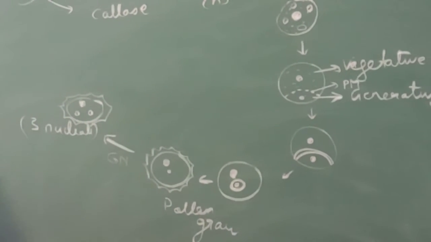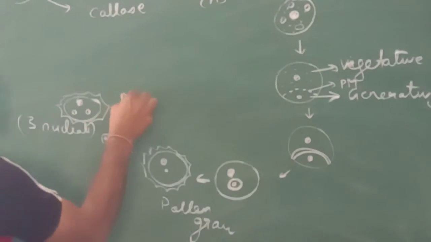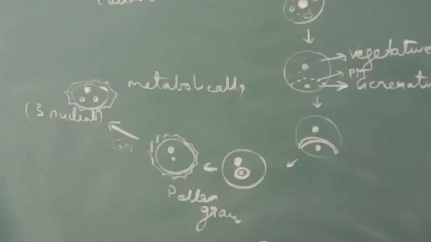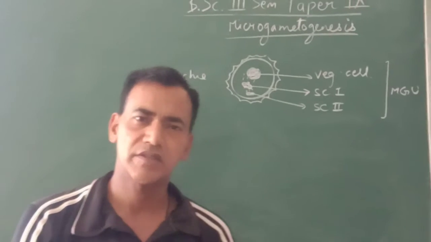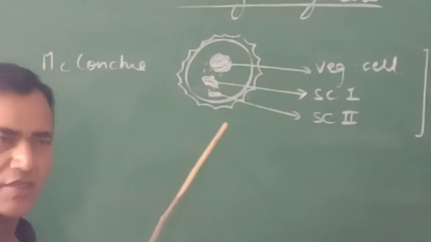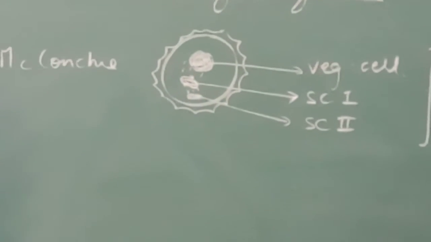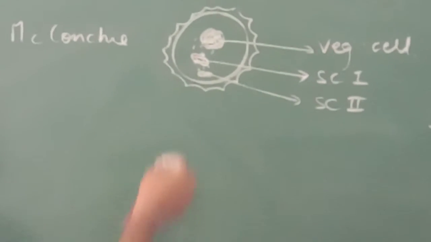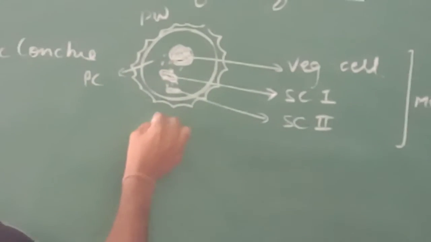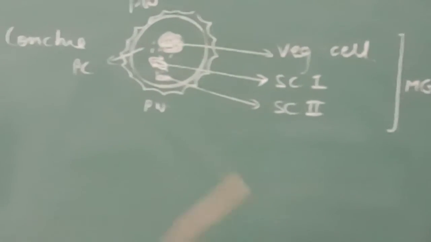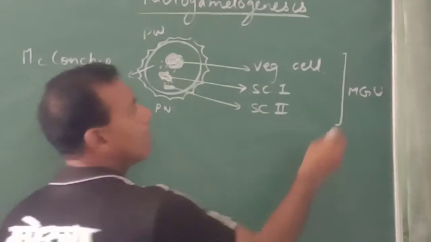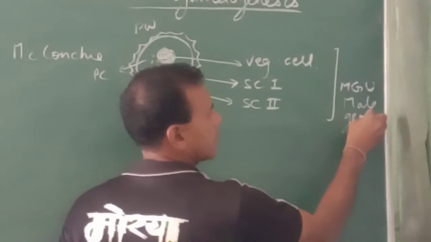This type of pollen grain having 3 nuclei is metabolically more active than the 2-nucleate pollen grains. Now, after microsporogenesis and microgametogenesis, the male gametophyte or pollen grain is with us, and this pollen grain has got 3 things: pollen wall, pollen cytoplasm, and pollen nuclei.